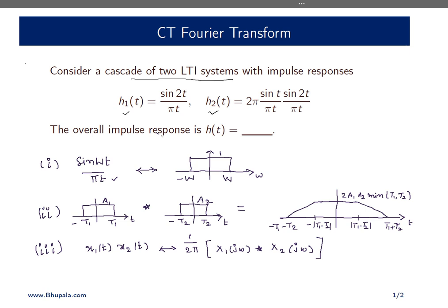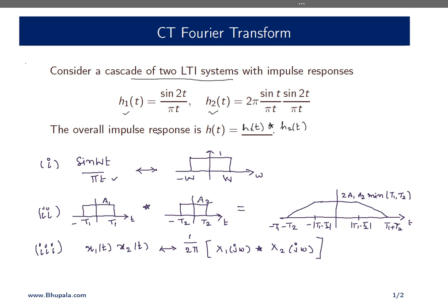To solve this problem, you have to evaluate the overall impulse response of the system, and because the LTI systems are cascaded, the overall impulse response would be the convolution of the individual impulse responses. So you will get h of t equal to h1 of t convolved with h2 of t. Before we solve this problem, we have to understand three important results which are given below.